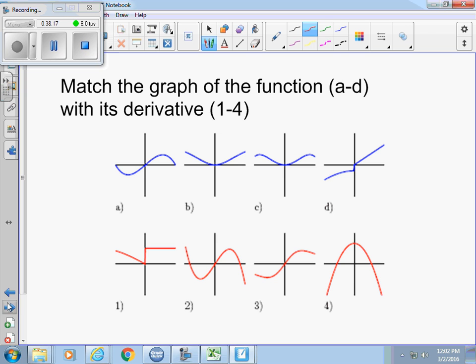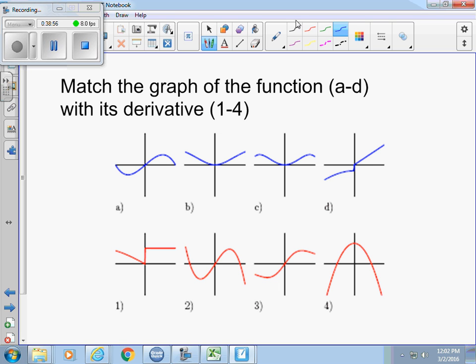No. Okay. I think this is the last slide on this lesson. All right. So match the graph of the function, a through d, with its derivative, 1 through 4. The red ones are derivatives. The blue ones are originals. And I want to match those graphs. What would I look for? What's one thing that I could look for first? How many times you cross the axis?